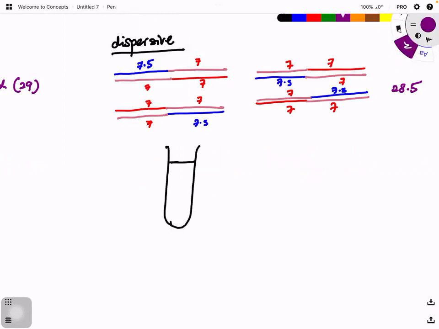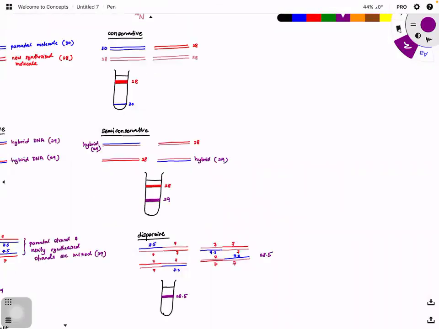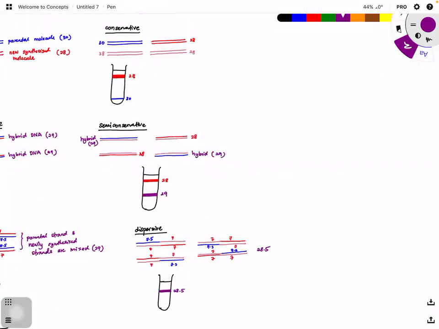So if I spin their DNA, you're going to get one band between 28 and 29. Also one band between 28 and 29. So 28.5. Okay, so this is dispersive. Now you can compare these three for the second round: conservative, semi-conservative, and dispersive.